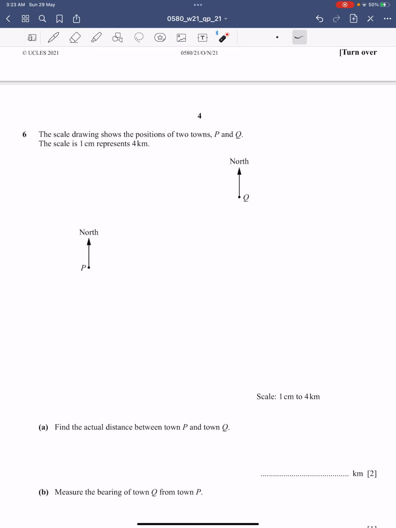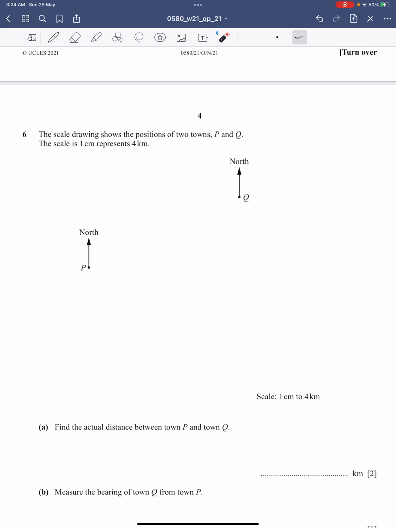Now if I want to show a distance of 4 kilometers, it is not possible for me to show it on the paper. So we make a reduced scale and we show as per the reduced scale. Now find the actual distance between the town P and Q.